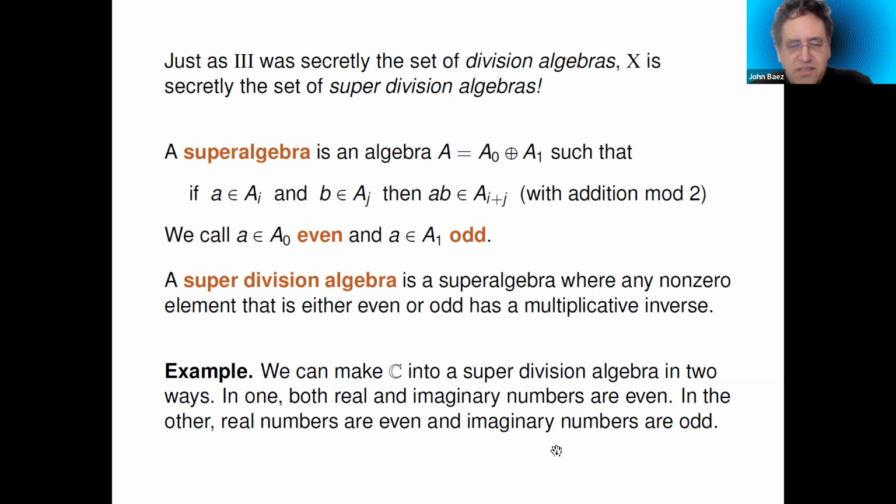Here's an example that you're familiar with. You can make the complex numbers into a superdivision algebra in two different ways: one where it's all even, and one where the reals are even and the imaginaries are odd.